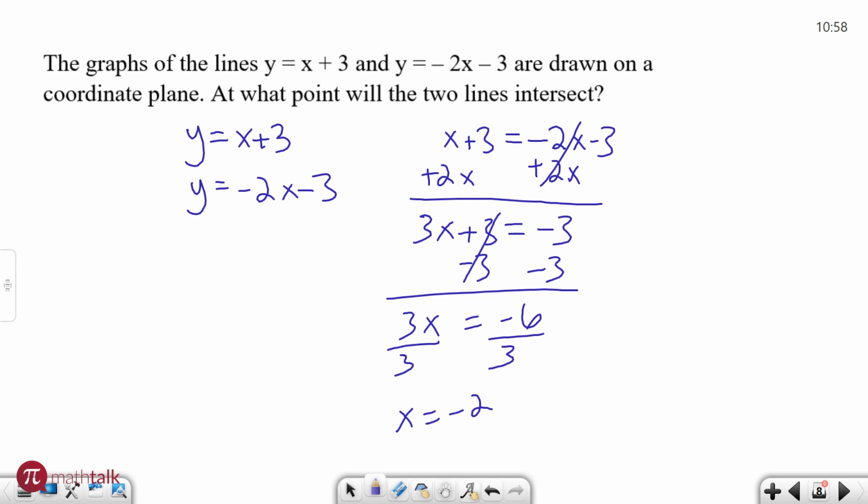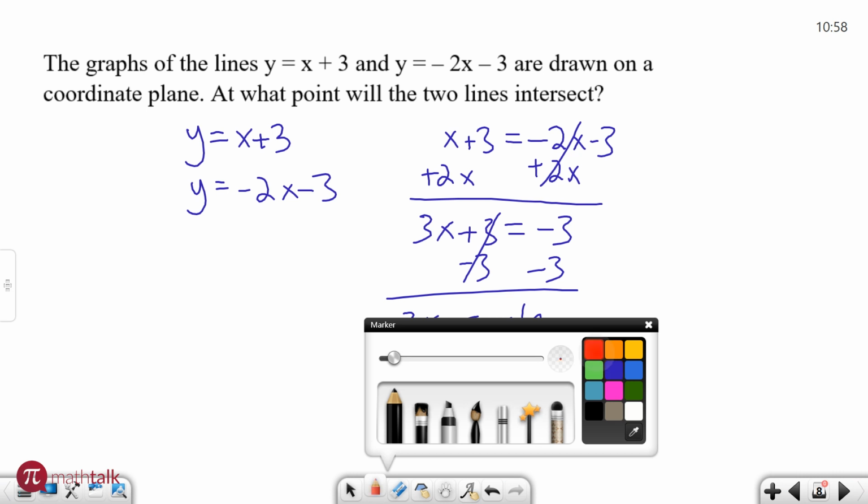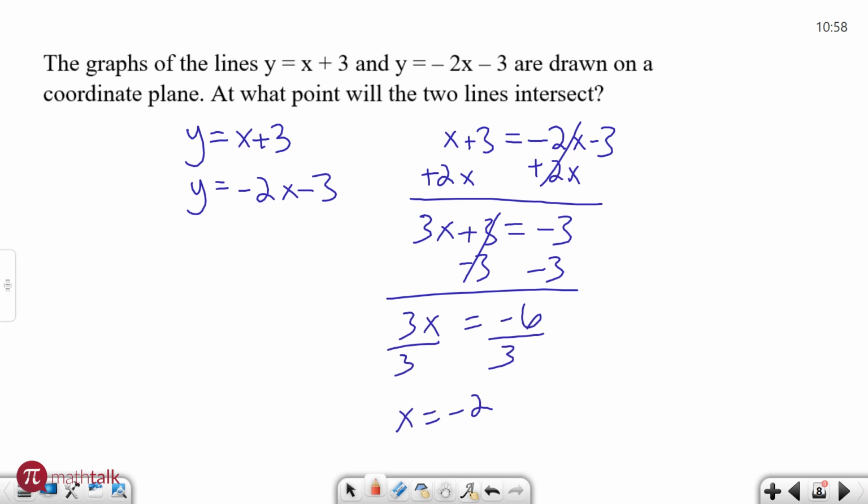Because we need a point at which they're going to intersect, and to get a point we need an x and y coordinate. So it looks like the top equation is actually simpler to do, so I'm going to use that to figure it out. So y equals negative 2 plus 3. I'm just taking this equation here and plugging in my x value. Negative 2 plus 3 is going to get me positive 1. So y equals positive 1.